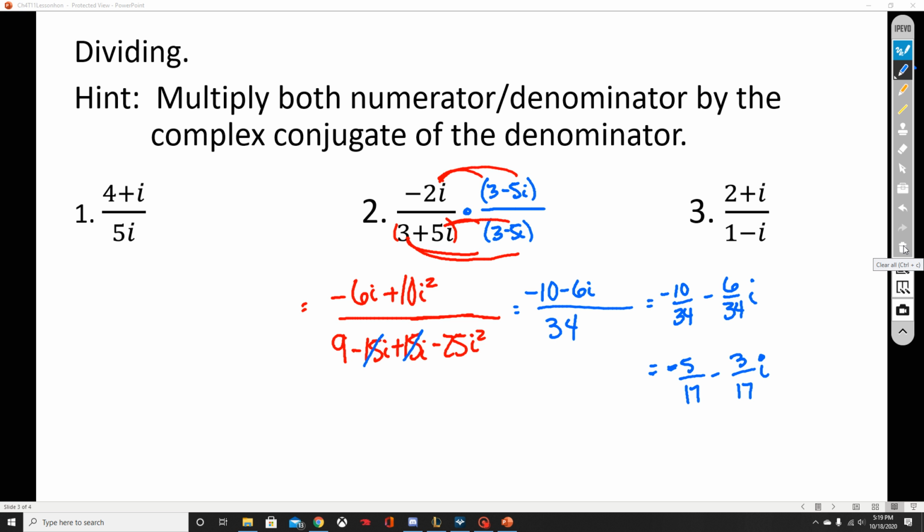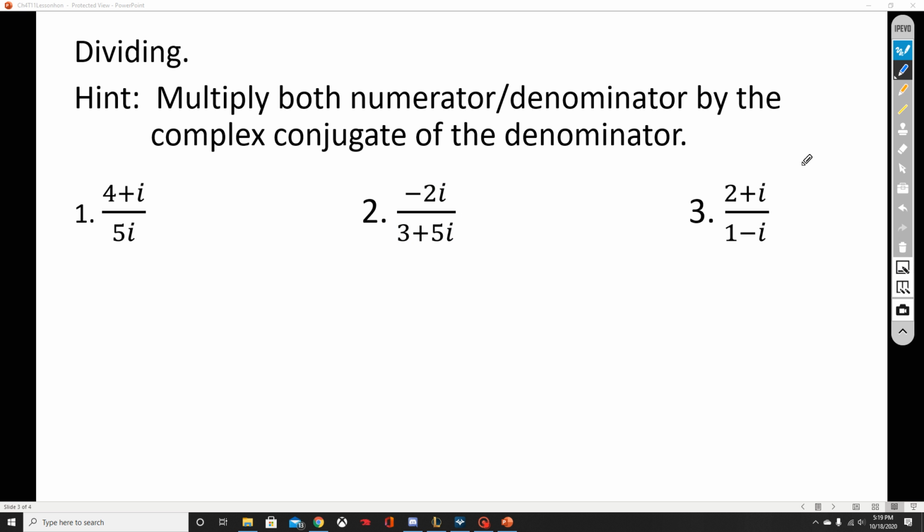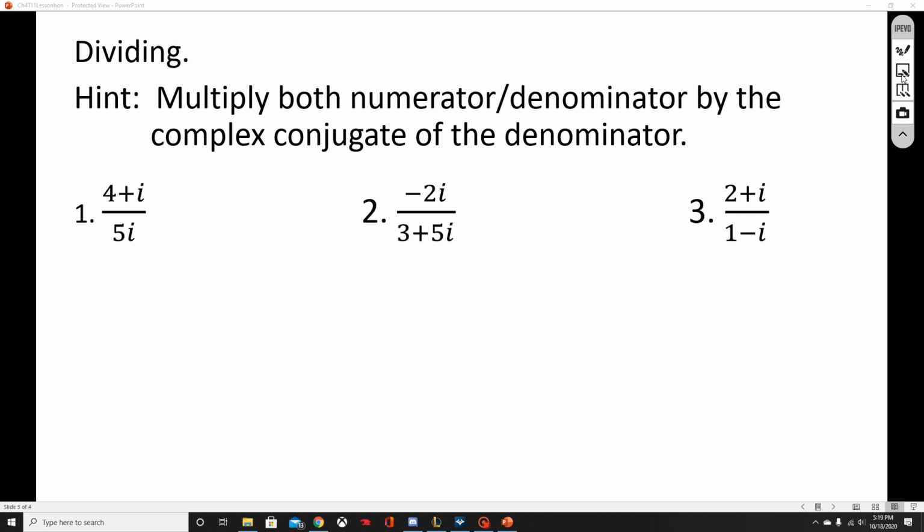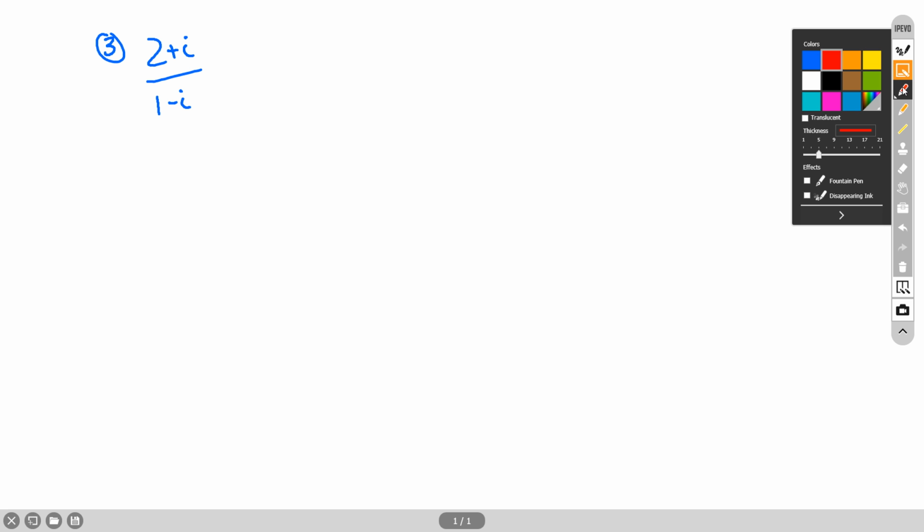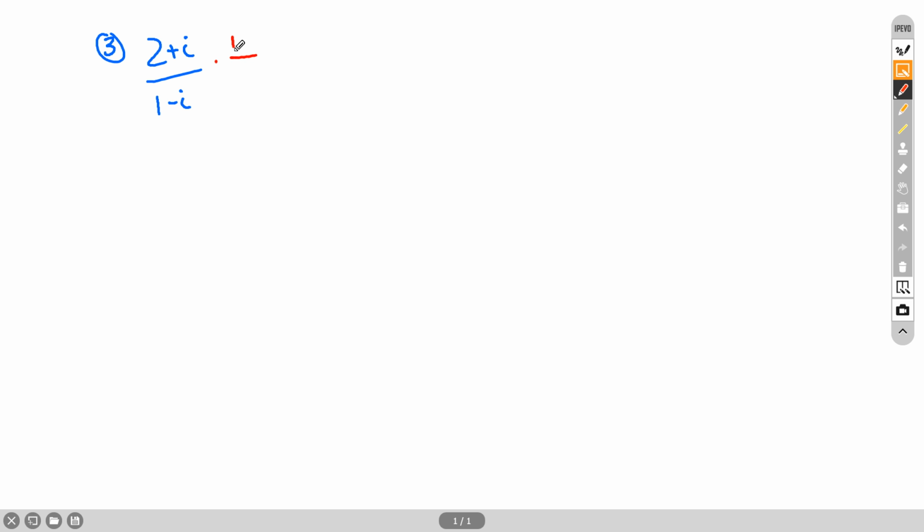All right, let's look at number 3. So number 3, 1 minus i is our denominator, so we're going to use the complex conjugate, which is 1 plus i. So on the top, 1 plus i. On the bottom, 1 plus i. Let me do this over here. Actually, let me get a screen here: 2 plus i over 1 minus i. Is that correct? Yeah. And I'm multiplying by the complex conjugate, which is 1 plus i.